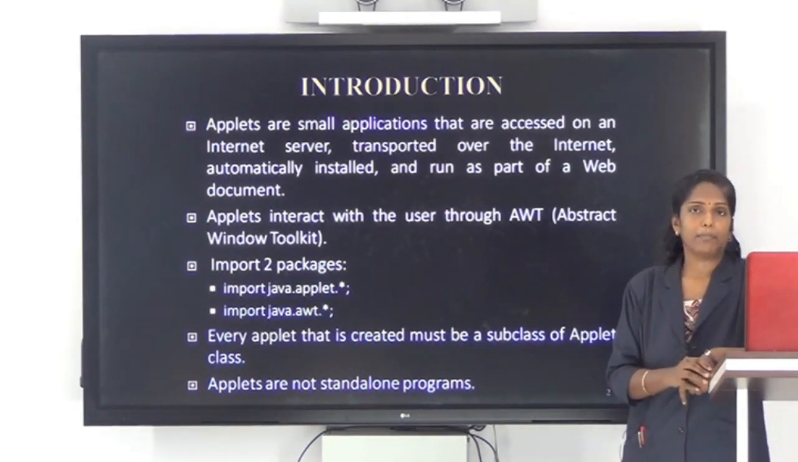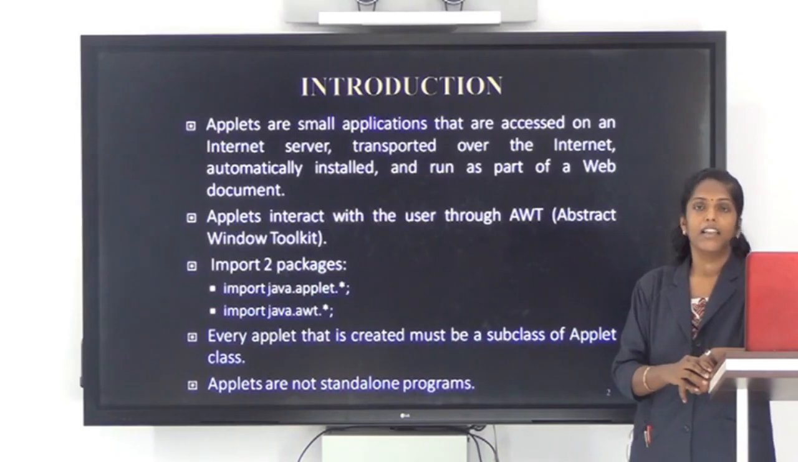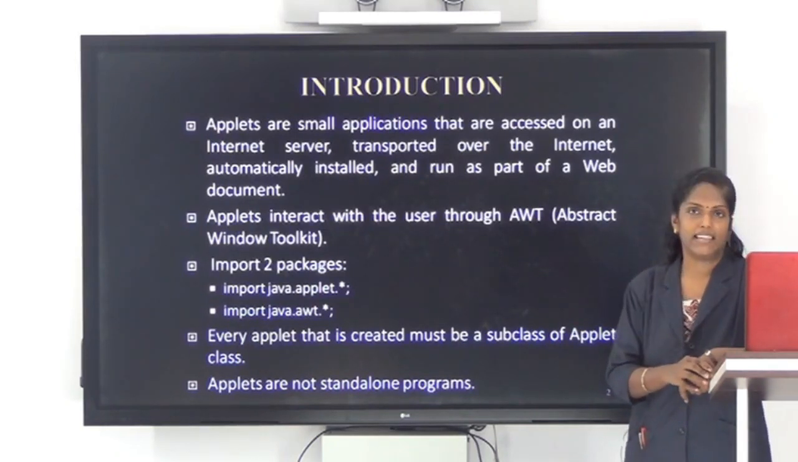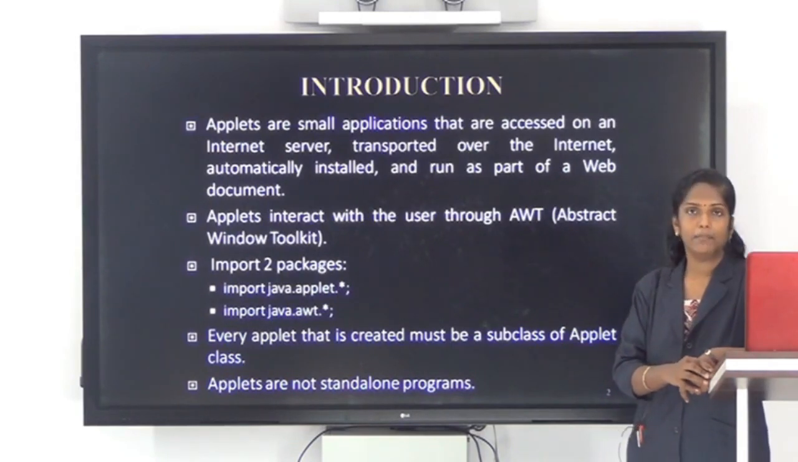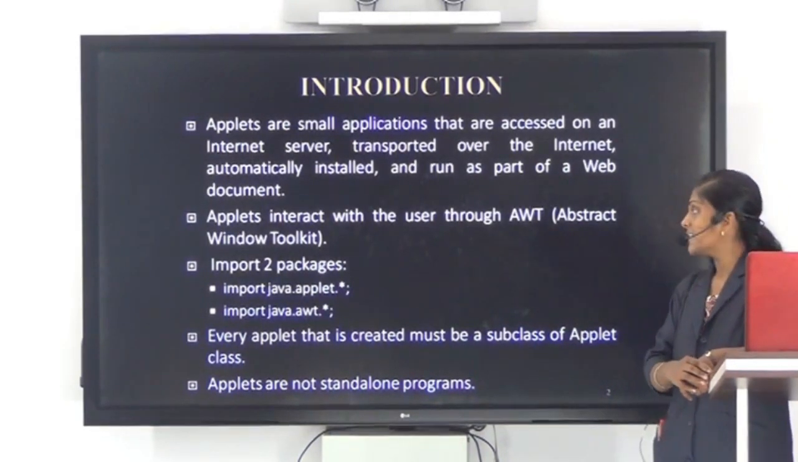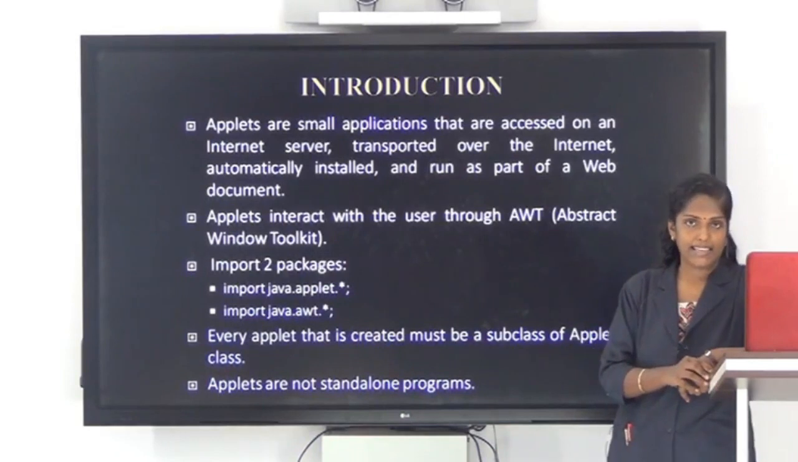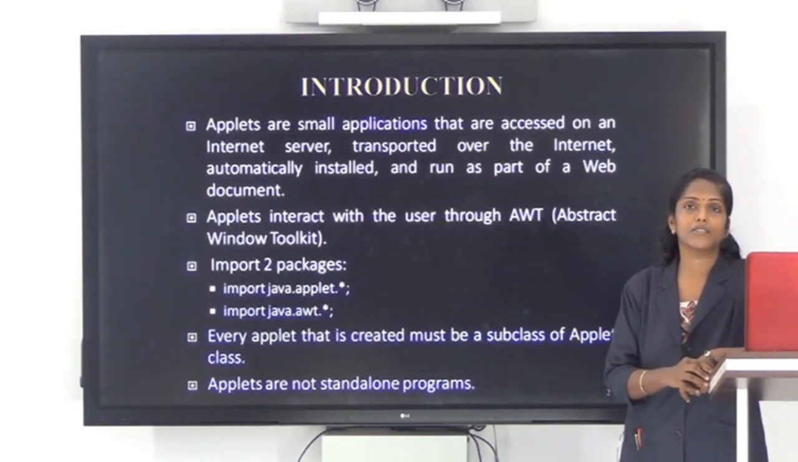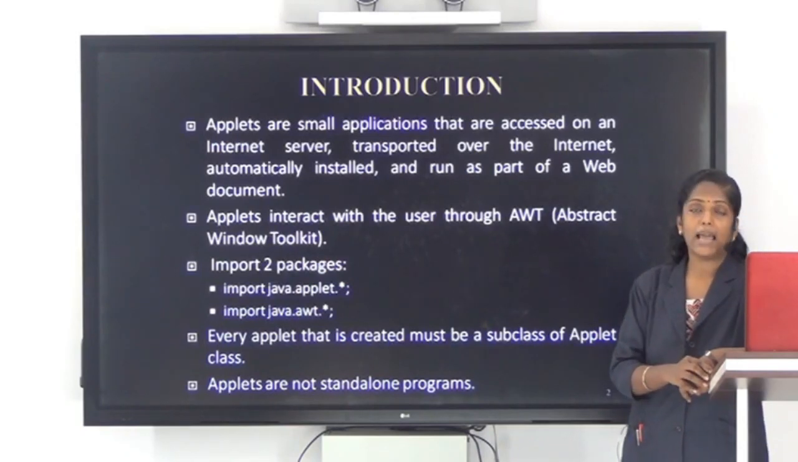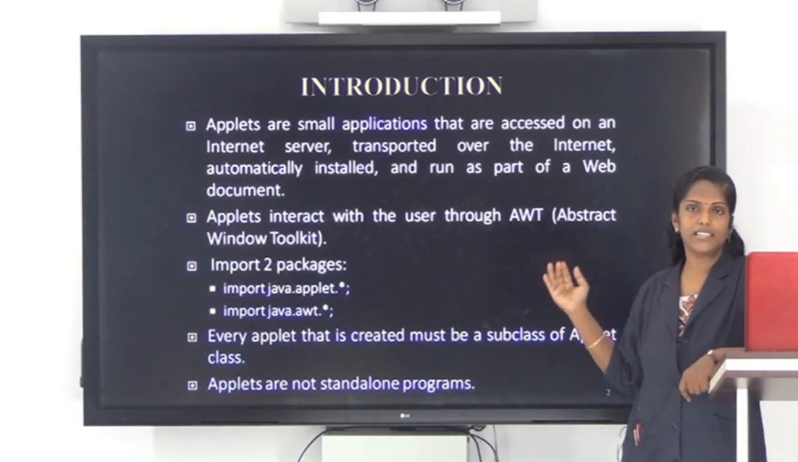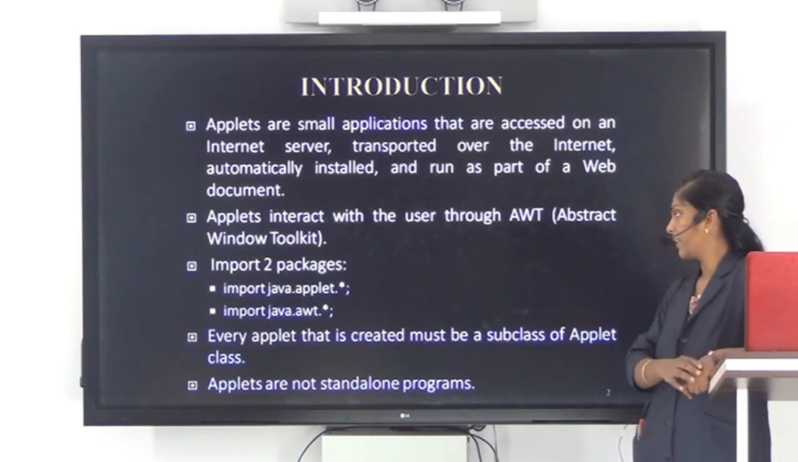When we create a program using an applet class, we need to import two main packages, java.applet.* and java.awt.*. Inside this java.applet package, we have a built-in class called Applet. Every applet that we create must be a subclass of this built-in class Applet.